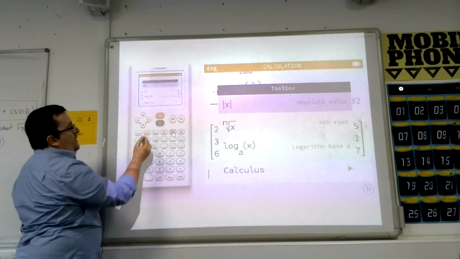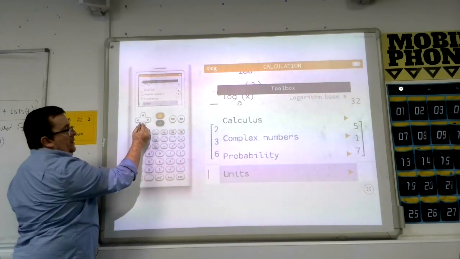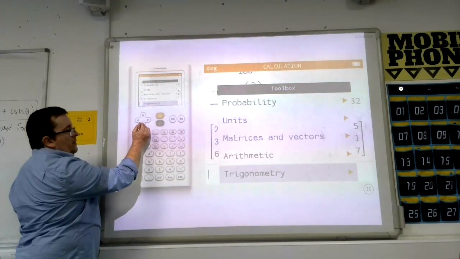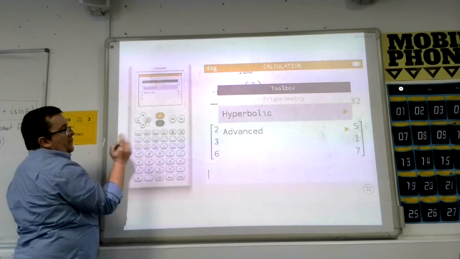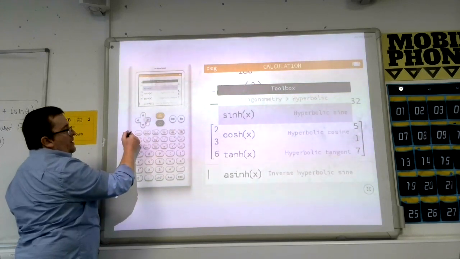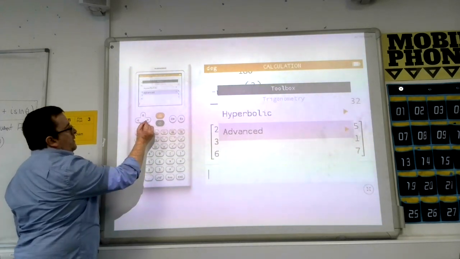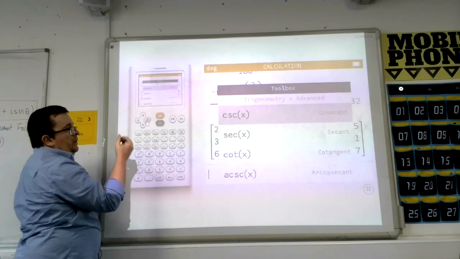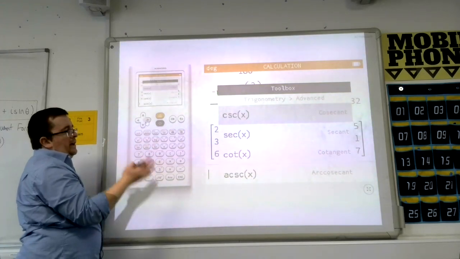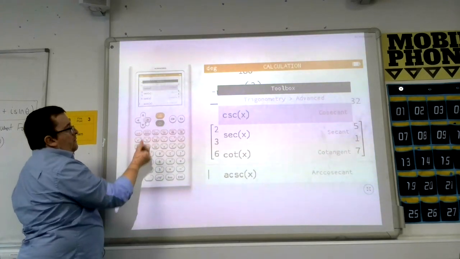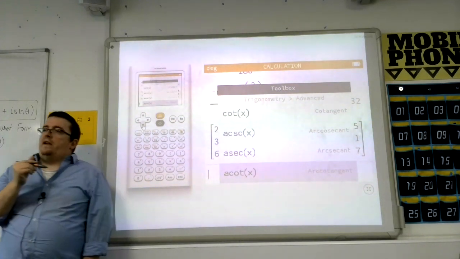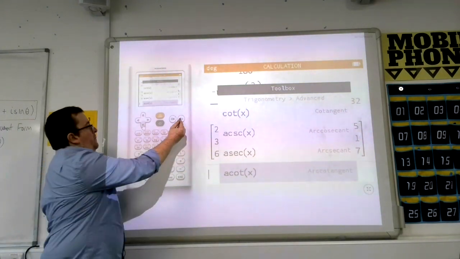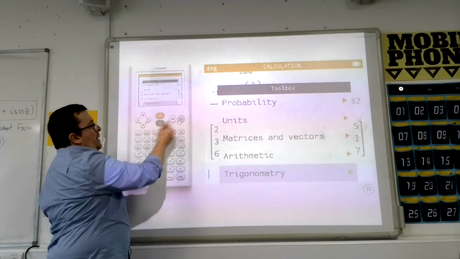Let's just look in that catalogue just to see if there was anything else that I missed that would be worthwhile. Let's just see what's in the trig. So there's hyperbolic trig in there, so there's sinh, cosh and tanh. And advanced, you've got cosec, sec, cot as well. You've actually got the inverses of those as well. So they're all there. So that's perfect for second year A-level maths.